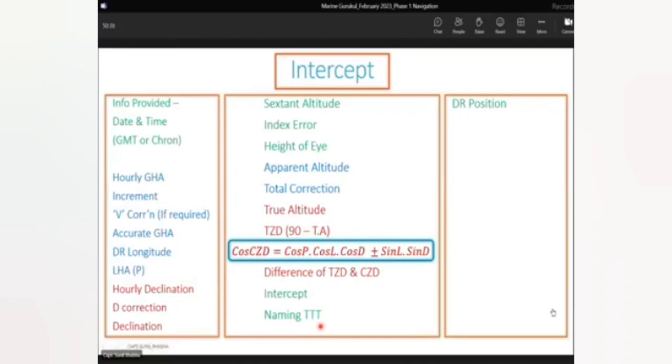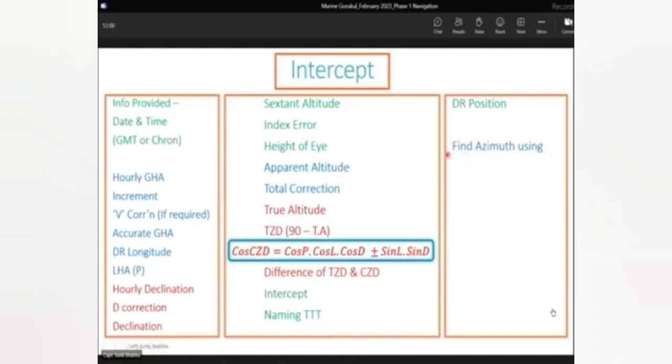Naming is required to plot the position line. Later on, when I show you the diagram, it will become clear to you how the naming is used in plotting the PL. So once we obtain the intercept, the next step in the calculation is to obtain the direction of the position line. And as we know that in celestial navigation, the direction of the PL is always perpendicular to the azimuth of the body. So we find the azimuth of the body now in the next step.